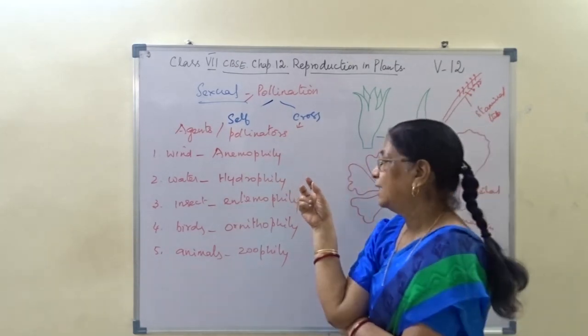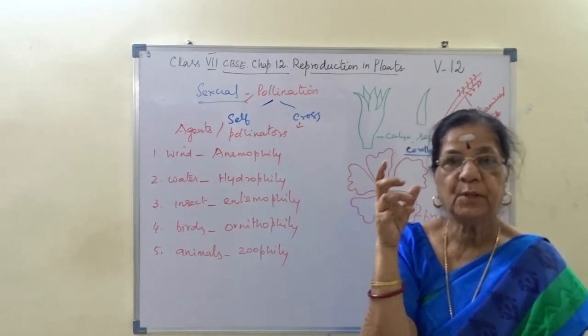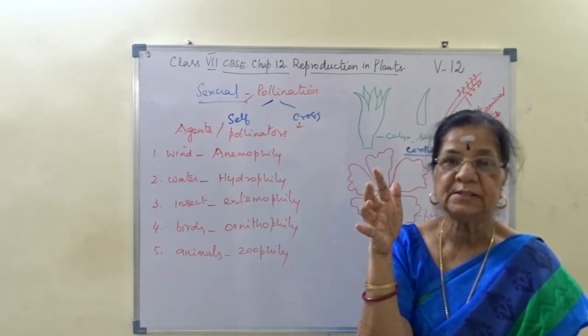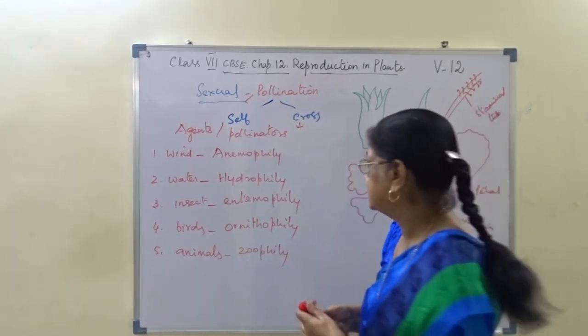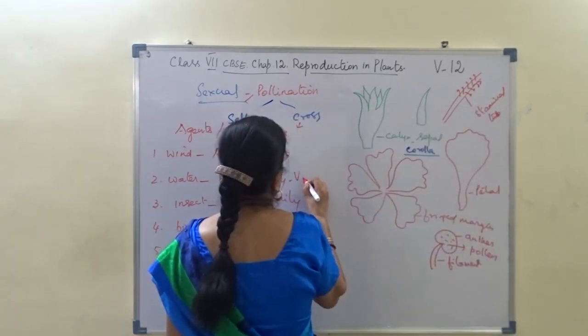Then hydrophily is pollination by water. An example is Vallisneria, which is a water plant.